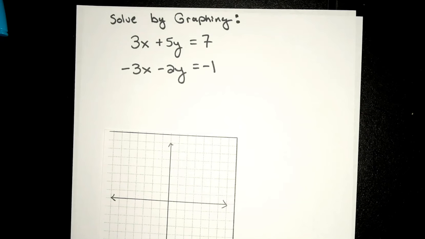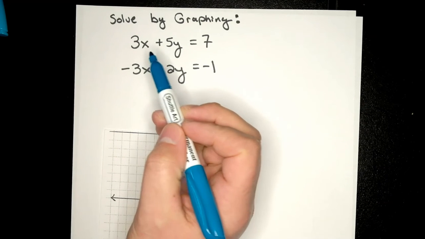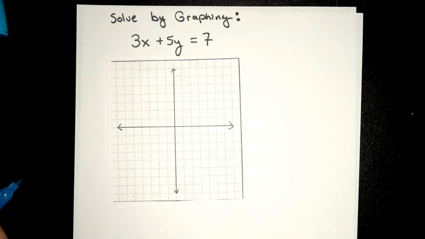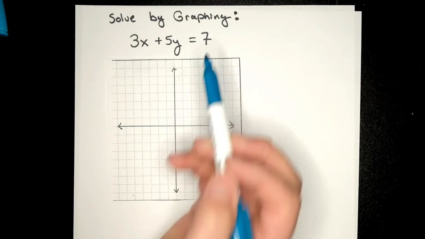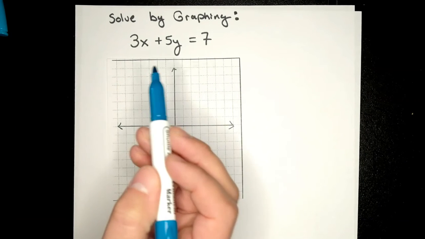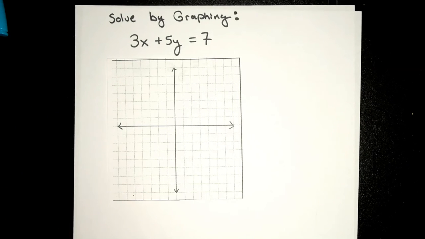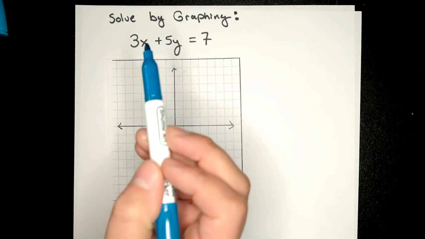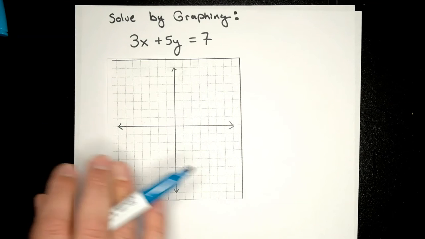Now I want you to keep something in mind. When you just look at the first equation here, suppose we just had that right there. A solution to that equation is any x and y value that makes the left side equal to 7. So the x and y are pretty much any point that is on that line. Any point on that line will make this a true statement.